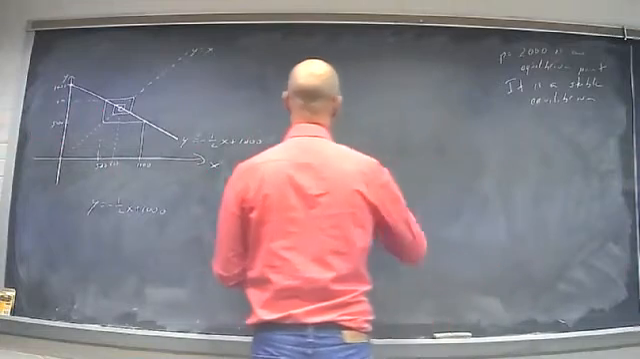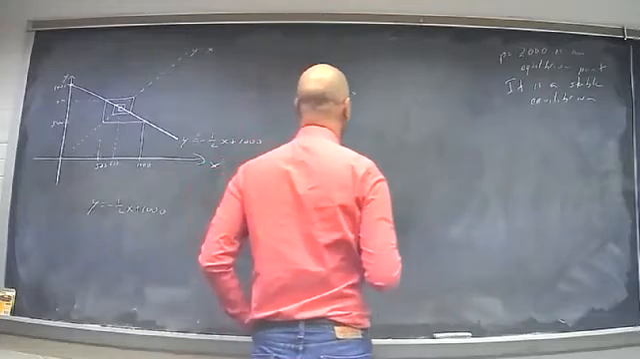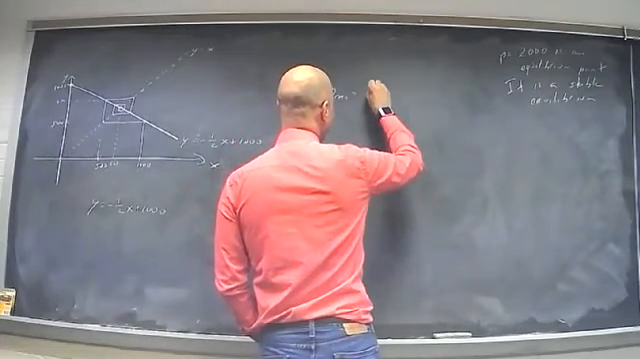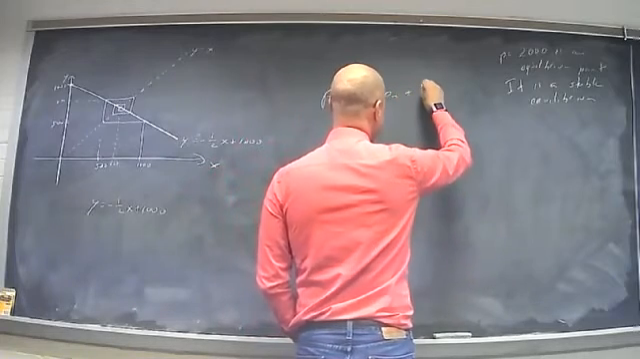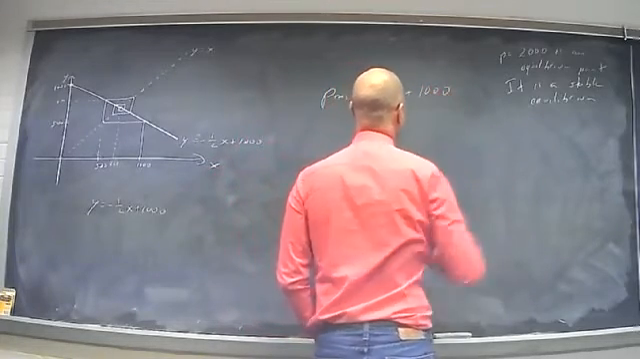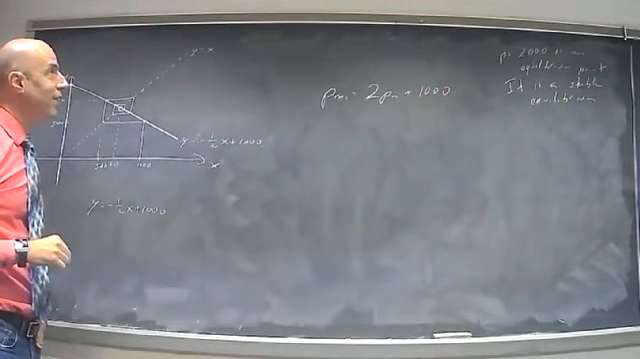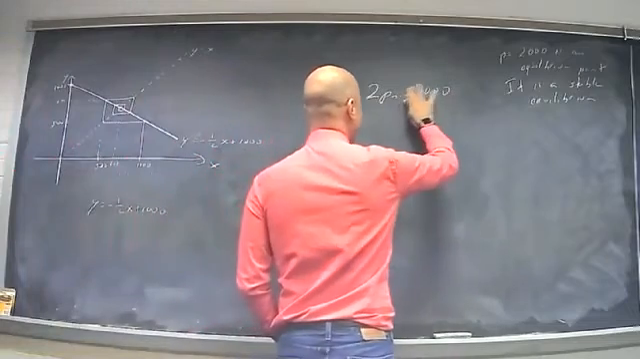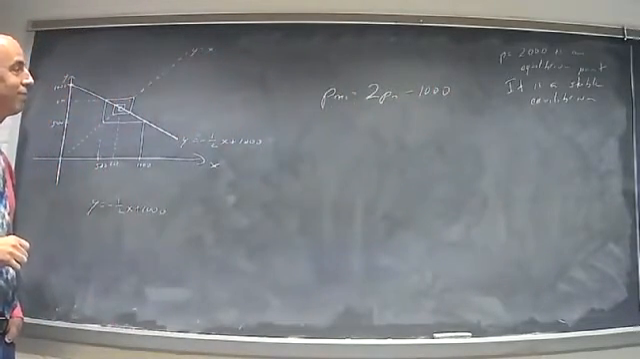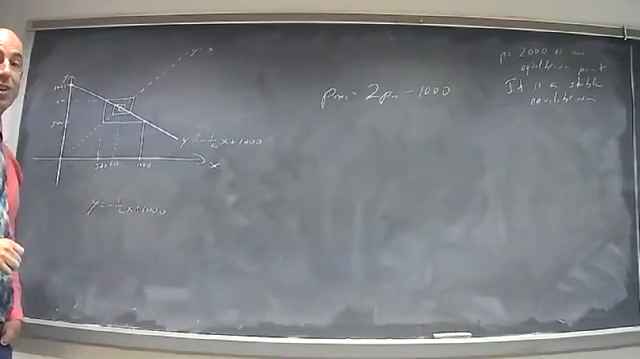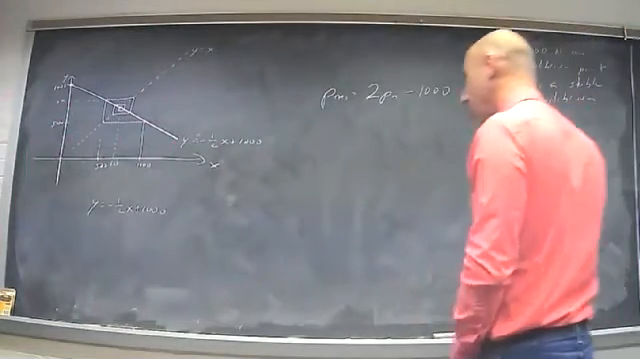How about we do a propagation equation, p n plus 1 equals 2pn plus 1,000. Sorry, not plus 1,000, minus 1,000. 2pn minus 1,000. So we can use Jackson's suggestion to figure out what the equilibrium point or points are.